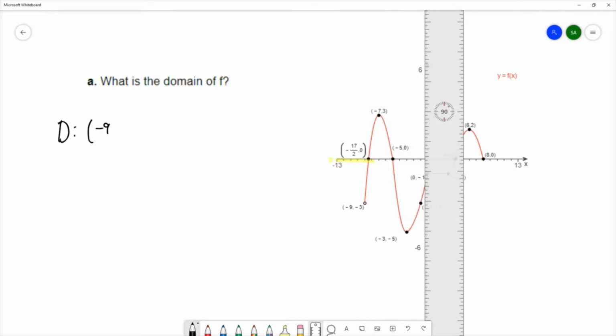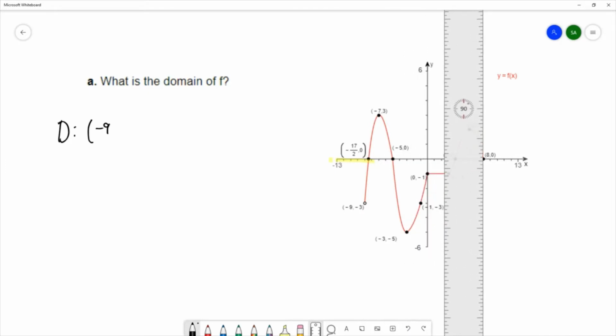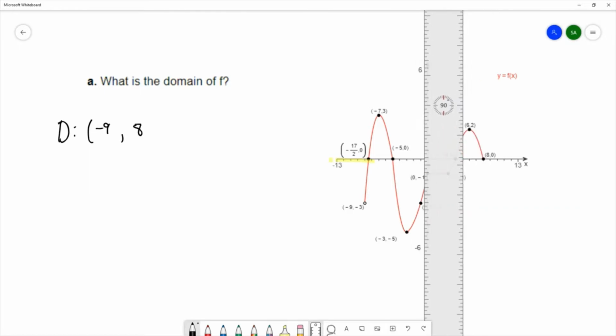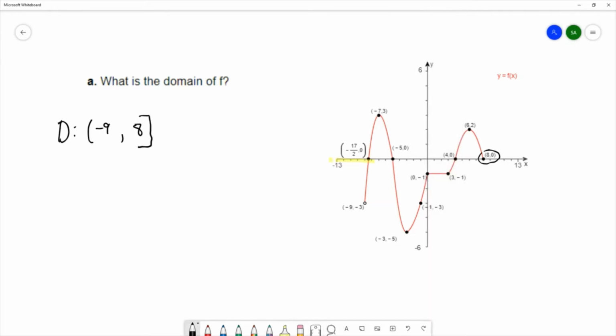But then we get down here where I stop hitting the graph. And this is where my domain will stop. So it's going to stop at an X value of 8. And we can see that this X value, this point, has a filled in dot, so that is part of the domain. So my domain for this function is -9 to 8, not including -9, but including 8.